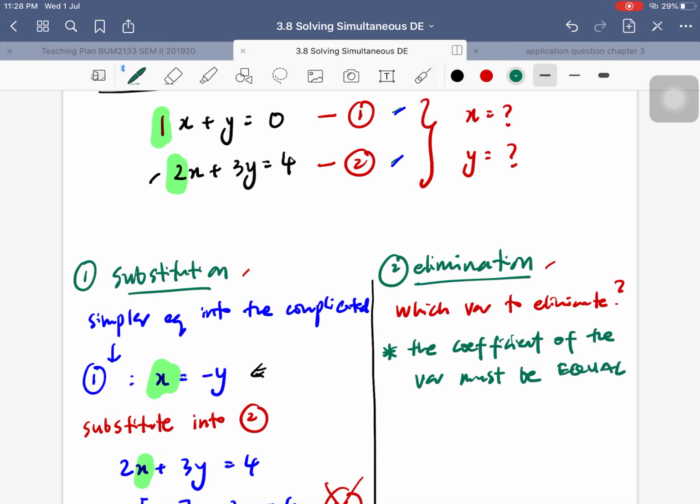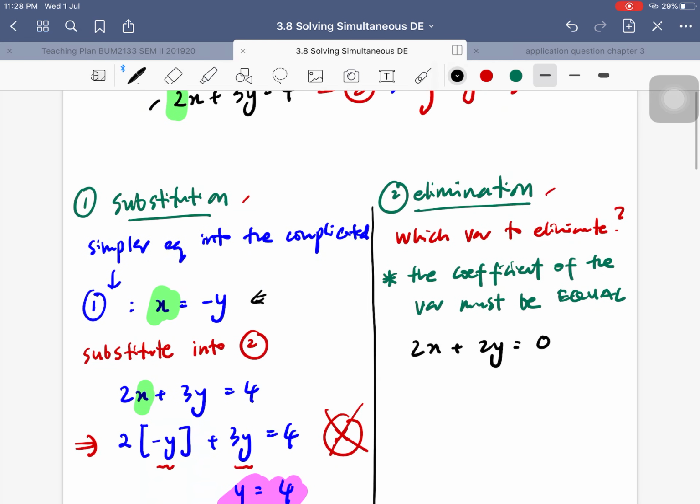So how do I make them equal? I'm going to multiply the whole equation 1 by 2. So when I multiply, I'll end up with 2x plus 2y equals 0. Remember, when you multiply the whole equation, you do it left and right. And then I just copy down the second equation, which is 2x plus 3y equals 4. At this stage, when you want to eliminate the variable, you can either use subtraction or addition according to the situation itself. For this case, since I want to eliminate x, I'm going to use the minus operation, subtraction, because I know that 2x minus 2x is going to be 0. That is why it is called elimination, because we eliminate one of the variables.